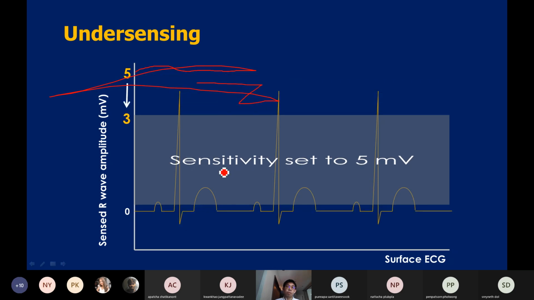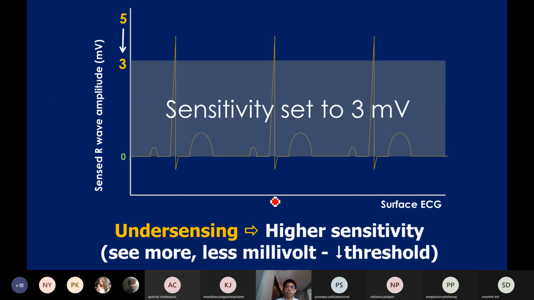So what we can do is decrease the sensing threshold from 5 to 3. We decrease the number, but we call it higher sensitivity. Is this confusing?